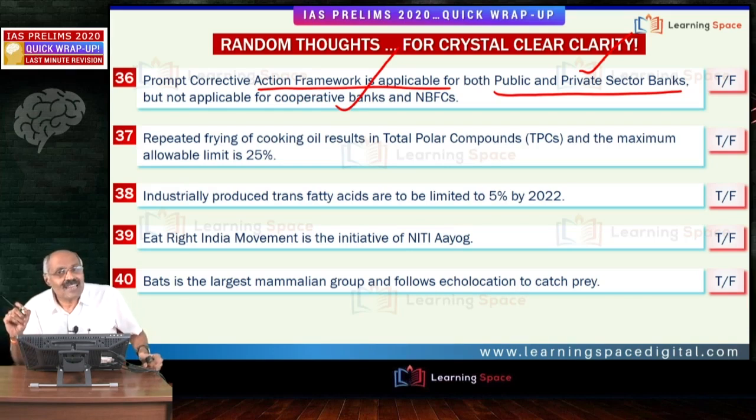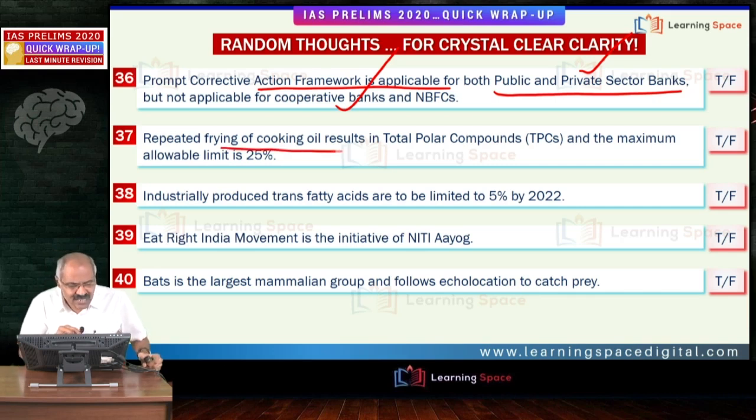Right, friends? Then three thresholds, don't forget. And three types of parameters are monitored. One is net non-performing assets. Second is capital adequacy ratio. And the third one is return on assets. These three indicate the functioning of the banks, how well they are functioning. There is a supervisory action framework applicable for some cooperative banks we talked about previously.